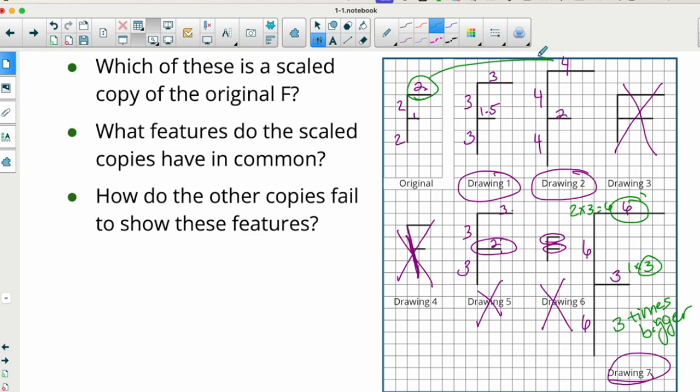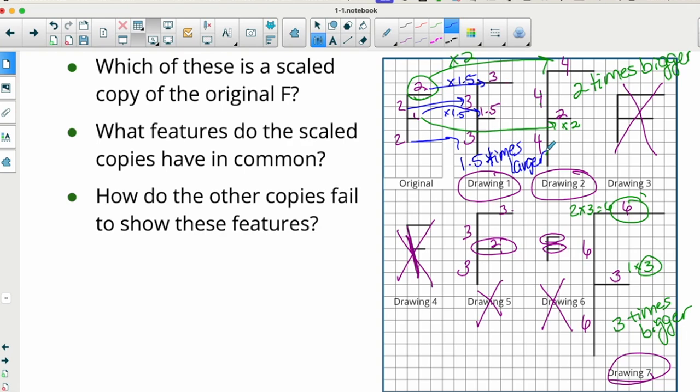Drawing 2: if I multiply 2 by 2, I get 4, and 1 times 2, I get 2. So drawing 2 is 2 times bigger. And that goes for the vertical pieces as well. 1 times 1.5 is 1.5, and 2 times 1.5 is 3. That goes for each of those 2's as well. So these sides are 1.5 times larger.